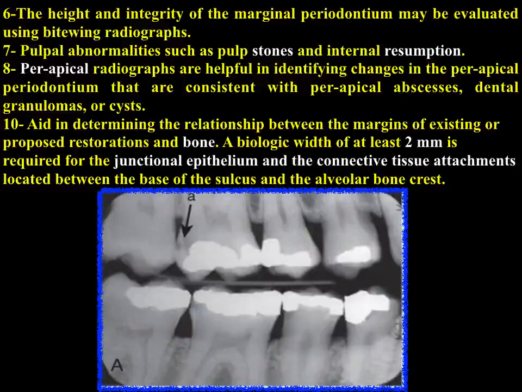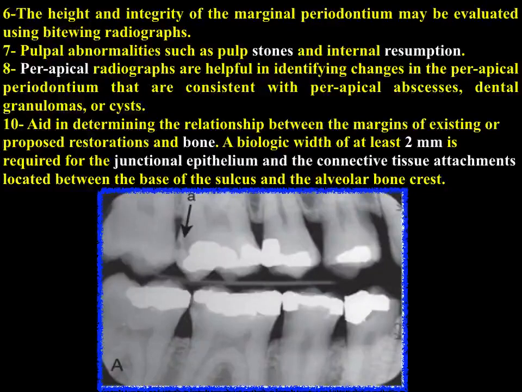Six, the height and integrity of the marginal periodontium may be evaluated using the bitewing. In the bitewing, we can see the margin of the periodontium and see whether it is normal or pathologic. Seven, pulpal abnormalities such as pulp stones and internal resorption can all be seen clearly in the X-ray.